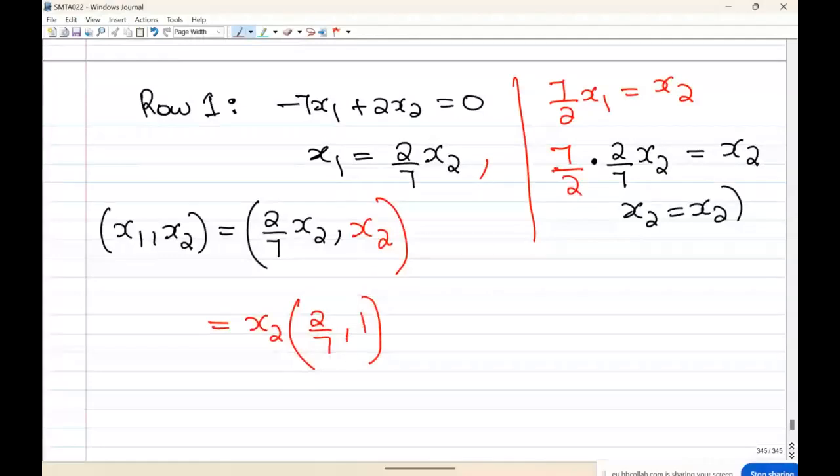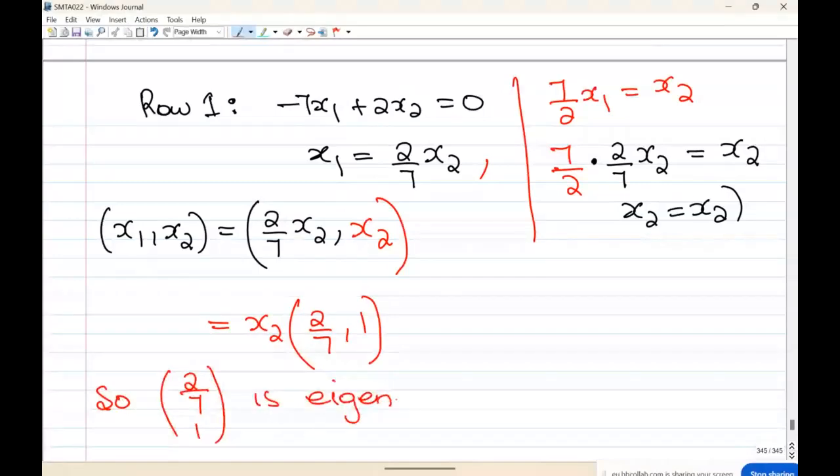Can I get yes from you? Yes, sir. So in terms of conclusion, you can say what now? We can say our 2 over 7 and then 1 are what? This is the eigenvalue that corresponds to what? That is corresponding to what? Eigenvectors.